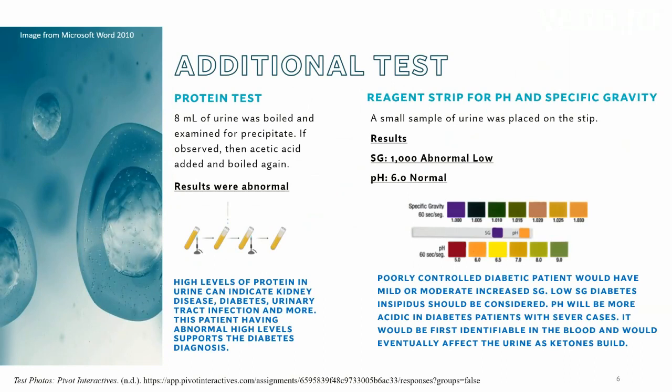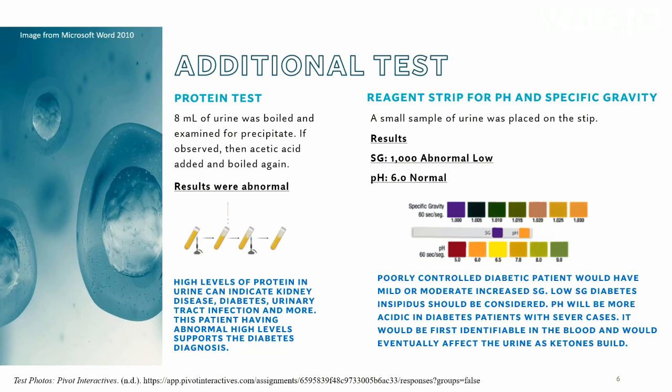Another test completed was a protein test. For this test, 8 milliliters of urine are boiled in a test tube and examined for precipitate. If precipitate is observed, then acetic acid is added and the liquid is boiled again. In this patient's test, the results were abnormal. This is important because high levels of protein in urine can indicate kidney disease, diabetes, urinary tract infection, and more. For this particular patient, the results having abnormally high levels supports the diagnosis of diabetes.